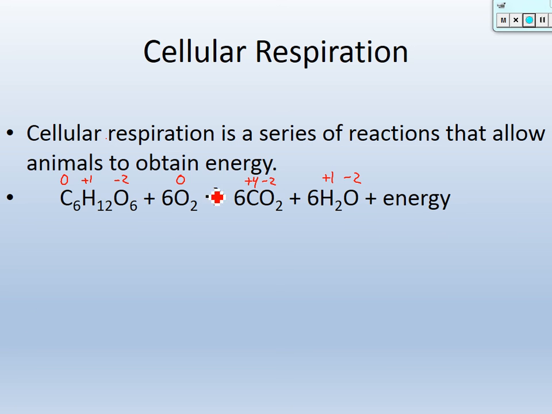Now let's go through and calculate for carbon, hydrogen, and oxygen on the reactant side and the product side. Carbon, 0, right? Hydrogen's +1 times 12. What is that? +12. My oxygen's -12 plus 0 is what? -12. Carbon's, what's +4 times 6?